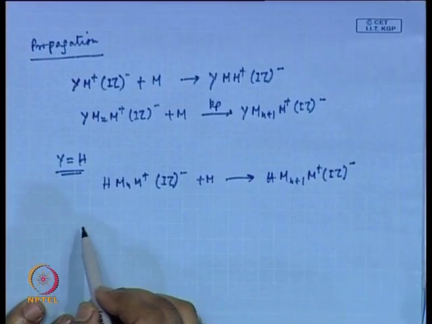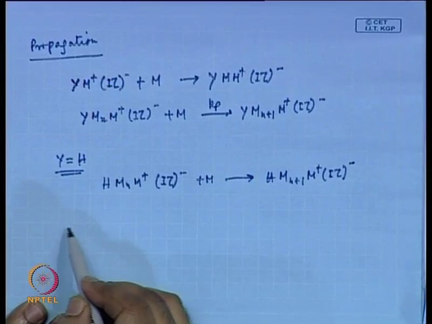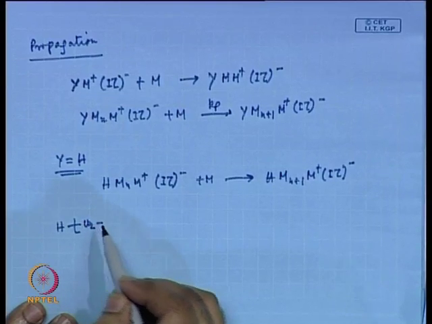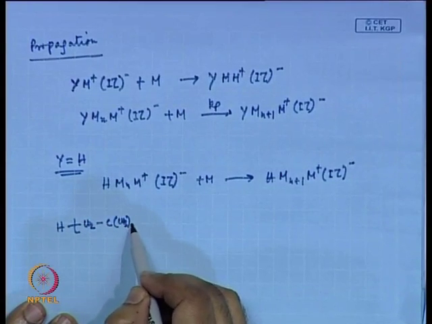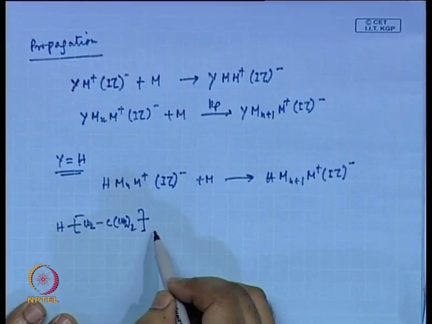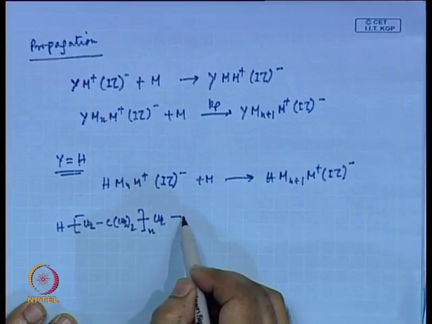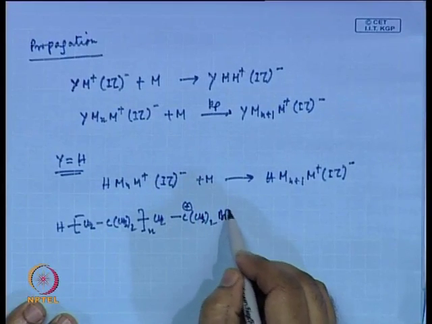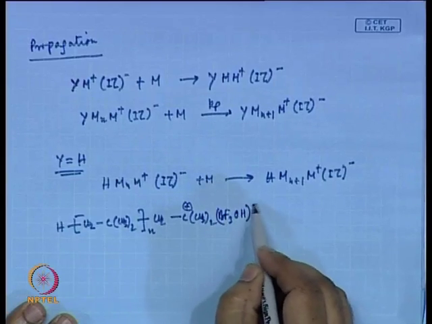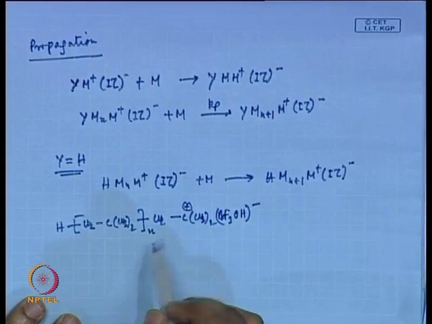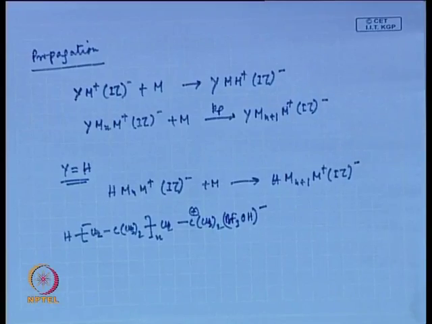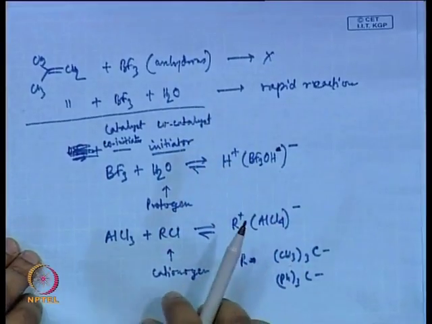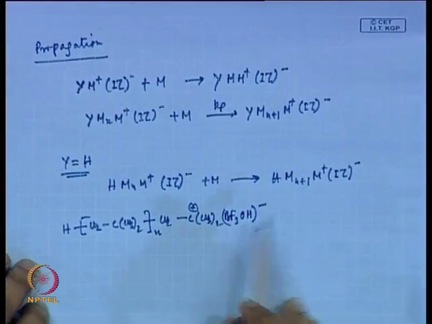For example, take BF3 with water, where water is a proton donor. So, I can write this reaction of isobutylene catalyzed by this. Just recall from your earlier discussion, I am writing the propagating reactions here.